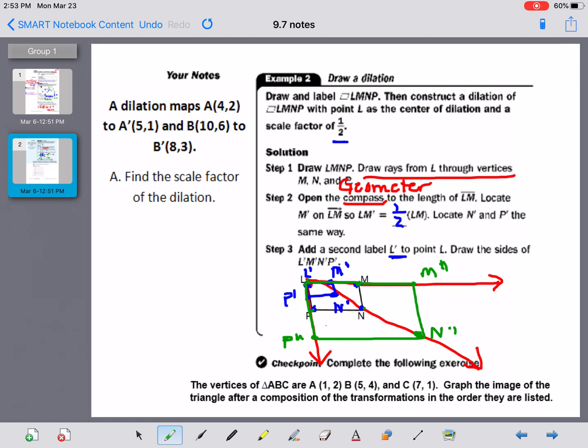And again, if I had good measuring devices or I wasn't on an iPad, it would be a lot better too.